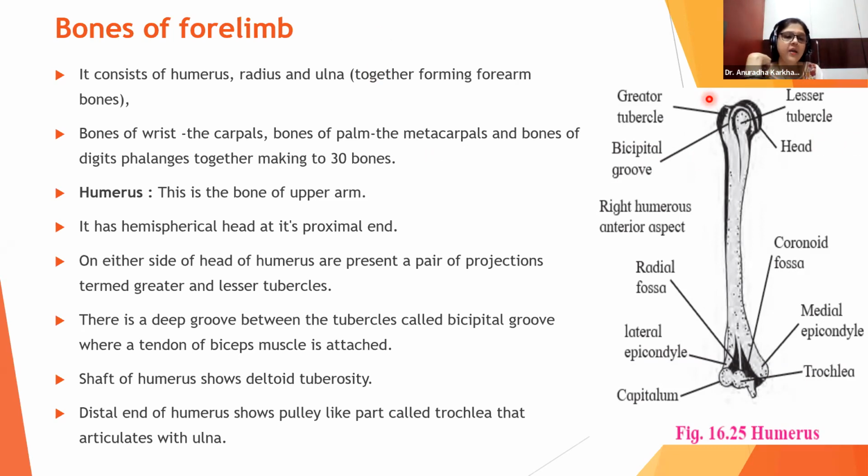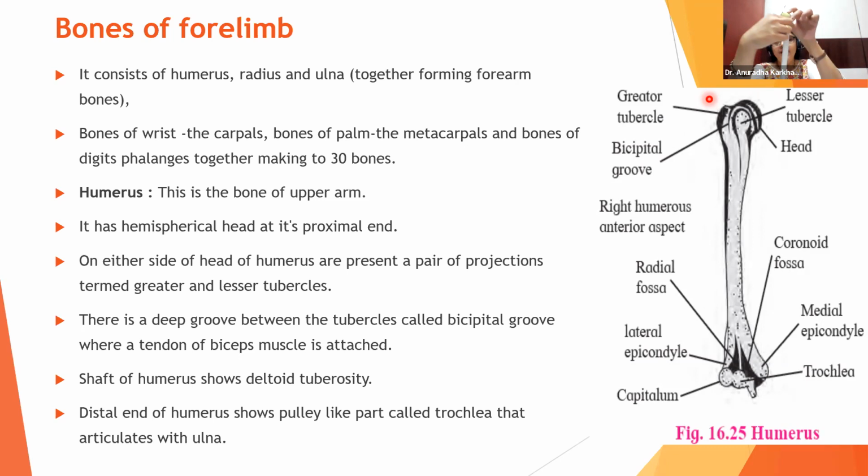On either side of the head of the humerus are present a pair of projections called the lesser and greater tubercles. So you can see over here, in the middle you see a median line, and on this side and that side you see the tubercles. Okay. There is a deep groove between the two tubercles, called the bicipital groove, where the tendon of the biceps muscle is attached. Okay.